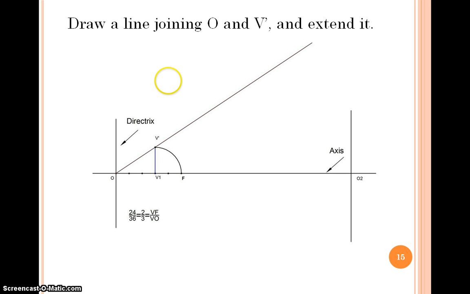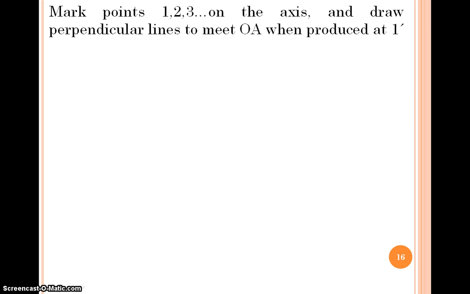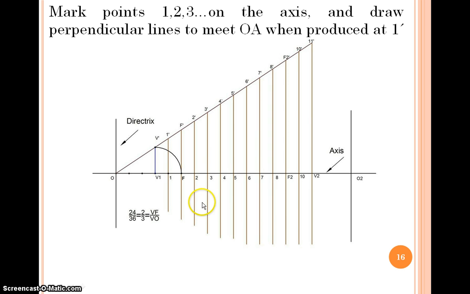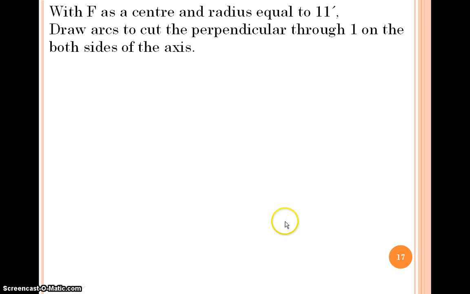Then draw a line from the O point to the V point and extend it. Then mark points on the axis, that is 1, 2, 3, 4, 5 likewise, and give the names, that is 1 dash, F dash, 2 dash, 3 dash, 4 dash, 5 dash. Likewise you can give names to those particular points.